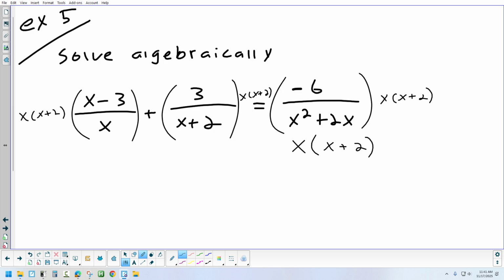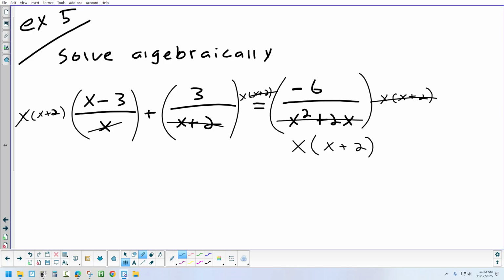All right, what's going to happen in the first fraction? The x's are going to cancel out. Second fraction? X plus 2 cancels out. Yep, x plus 2 is gone. And third fraction? The entire denominator cancels out.